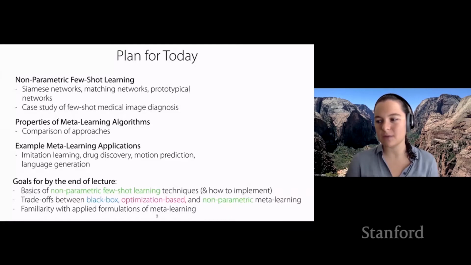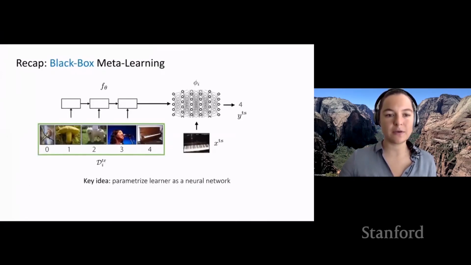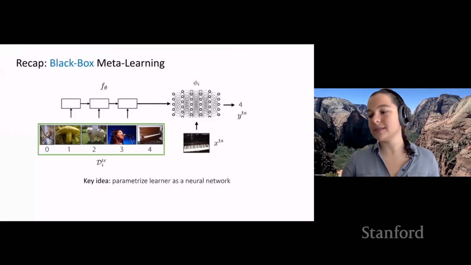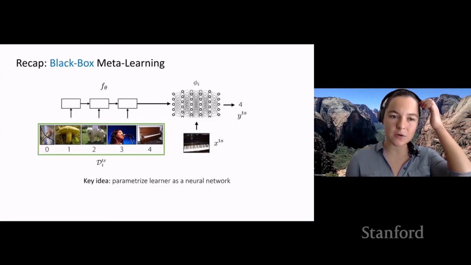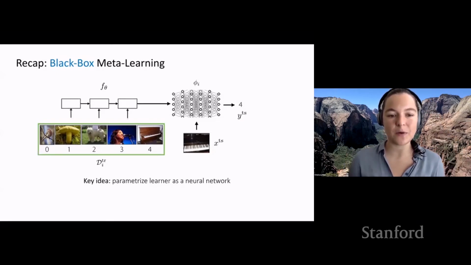Before we talk about non-parametric few-shot learning, I want to briefly recap the two classes of meta-learning approaches that we've talked about so far. Last week we first talked about black box meta-learning, and the key idea is that you have some set of training data points that's fed into a black box neural network, such as a recurrent neural network f theta. You also pass in a new unlabeled test input and train this entire learner to correctly predict the corresponding label. This is also the kind of meta-learner that you've been implementing in homework 1.